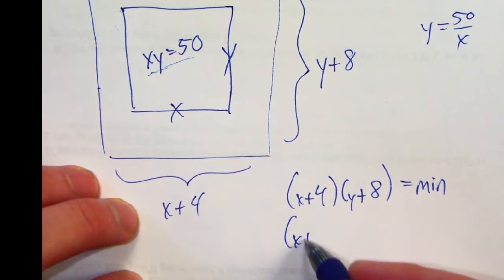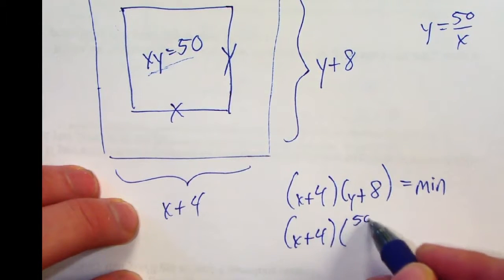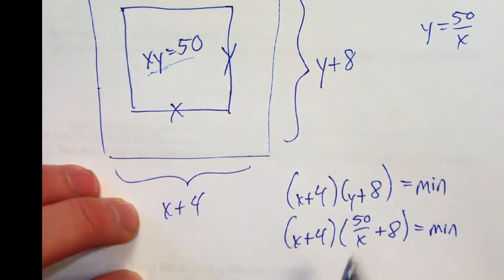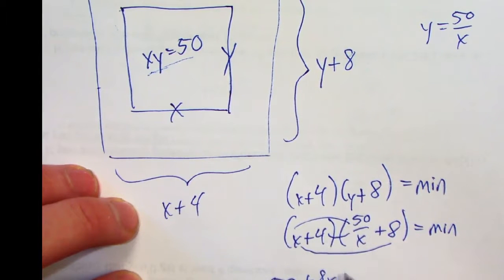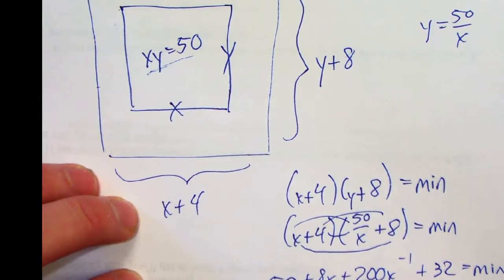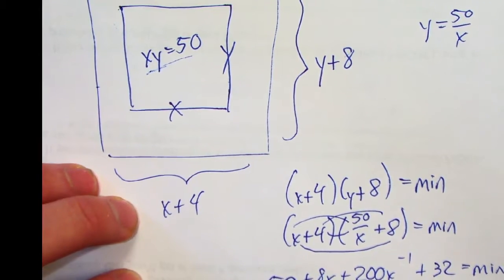So then this becomes x plus 4 times 50 over x plus 8 equals min. If I distribute, x times 50 over x is just 50. This would give me 8x. This would give me 200 over x, which I'll write as 200x to the negative first. That'll give me 32. So I get 82 plus 8x plus 200x to the negative 1 equals min.